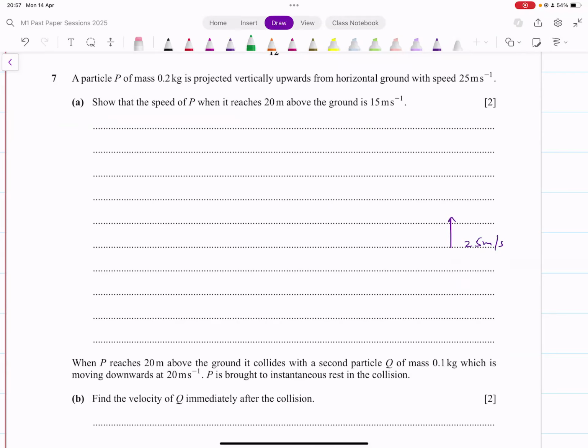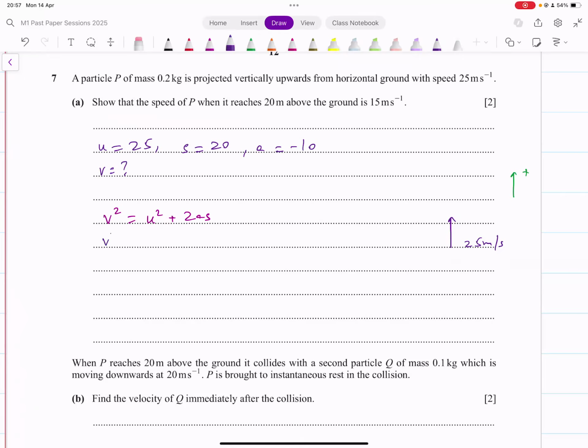What do we know about this? Since it's projected upwards, we'll take upwards positive. Initial velocity is 25. Displacement 20. What about acceleration? If you're taking upwards positive, gravity is acting downwards. So value of acceleration is negative 10. Find the final velocity, right? That's what we're looking for. What is the final velocity going to be? V squared equals U squared plus 2AS.